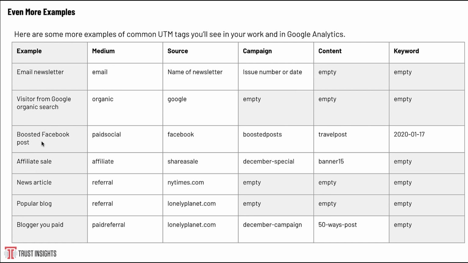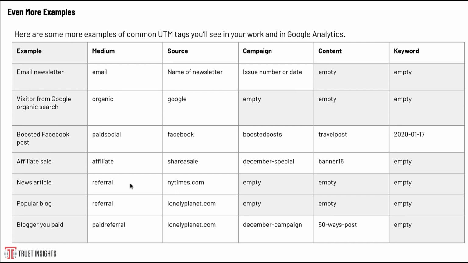If I was boosting a Facebook post, I would want to tag that post with these tags. So as a paid social post, maybe as a travel post, things like that. An affiliate, if we're giving our links to affiliates, we might want to specify, hey, this is from the ShareASale affiliate program. That's our December special. It's banner 15. So we want to, again, give our affiliates this very detailed code so that we can track which affiliates even might be coming from.